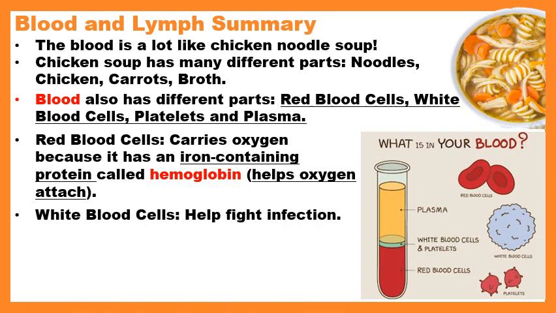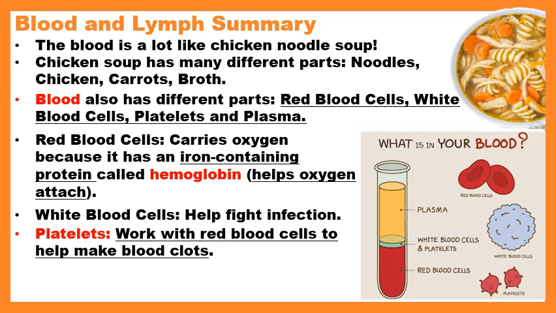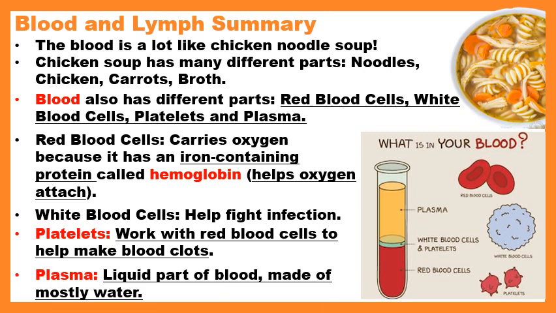White blood cells help fight infection. They will find bad things in your blood like viruses and bacteria, and they'll actually try to fight them off by literally eating them. Platelets work with red blood cells to help make blood clots, and we're going to learn more about what a blood clot is in the next slide. And plasma is the liquid part of the blood, and it's made of mostly water. So just like broth is the liquid part of the soup, plasma is the same thing. And remember, if it wasn't a liquid, it couldn't flow.